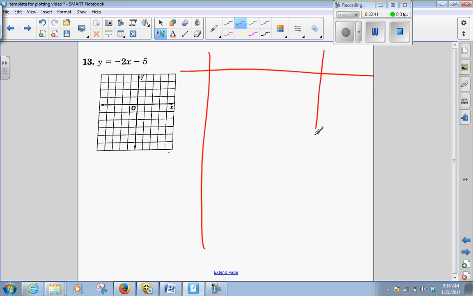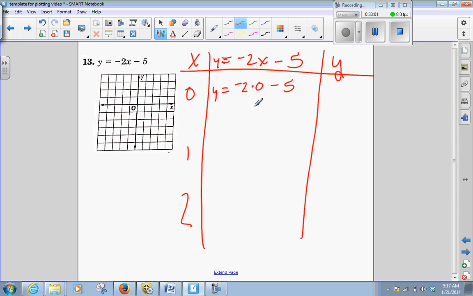I'm going to set up here. So instead of y equals negative 2 times x, it's going to be negative 2 times 0 minus 5. Negative 2 times 0 would be 0. 0 minus 5 is a negative 5. So 1 point on my line is 0, negative 5. So I should go 0 and then down 1, 2, 3, 4, 5.